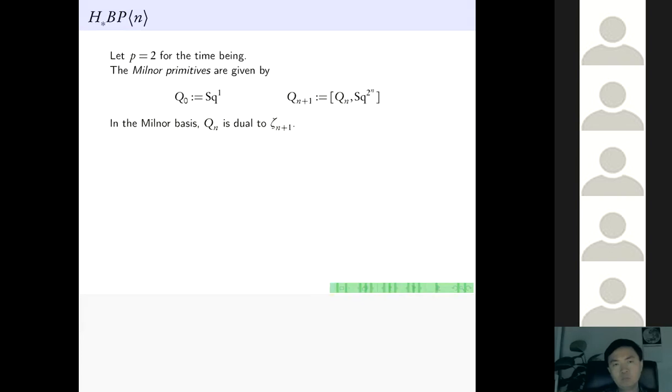So inside the Steenrod algebra, there are these important elements called the Milnor primitives. And for the most part, I'll be focusing at the prime 2, and everything I'll write will be for the prime 2.